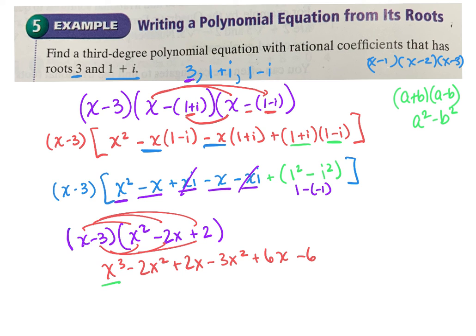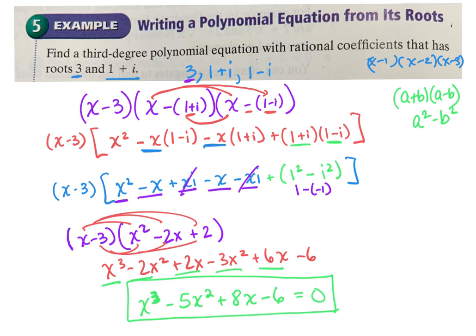And then we've just got to simplify. x cubed simplifies by himself there. We have negative 2x squared and negative 3x squared. We have positive 2x, positive 6x, and we have negative 6. That is my equation here that I was looking for.